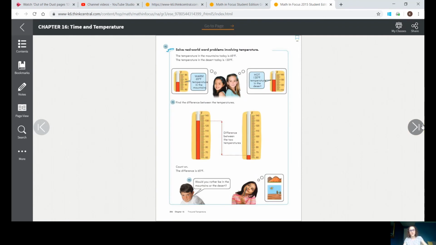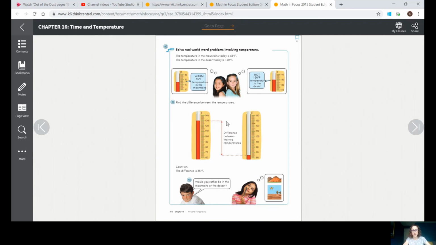Okay, this one says solve, so it's an example. This is involving real world problems involving temperature. It says the temperature in the mountains today is 65 degrees Fahrenheit. The temperature in the desert today is 130 degrees Fahrenheit. So over here it says warm is 65 degrees. That's the temperature in the mountains. And hot, 130 degrees, the temperature in the desert, that is extremely hot.